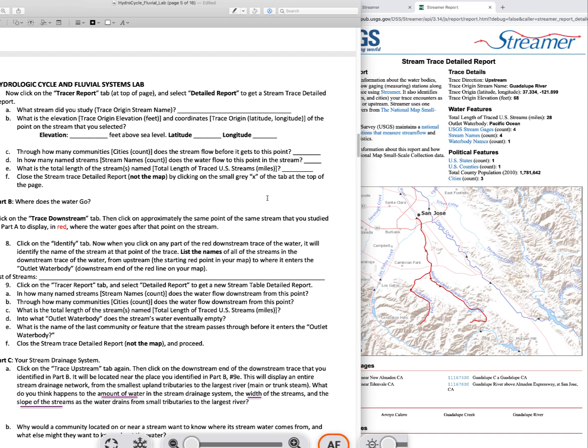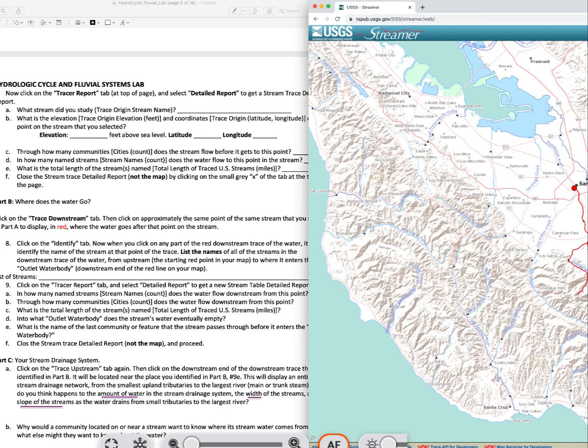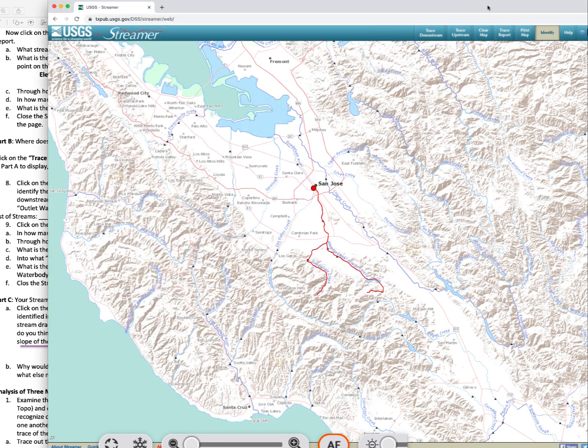And then as we go along here, what is the total length of the stream? And so the total length of the stream should be somewhere in here, miles, 28 miles. So you'd enter that. And then now we can close this tab here. And it says to just close the top, this gray. You want to keep the map open because now we want to do something else here. So we'll click the downstream tab, then click on approximately the same point we did. Okay, so let's do that. So downstream, we'll click right here.